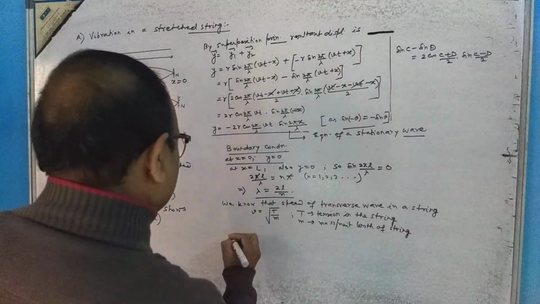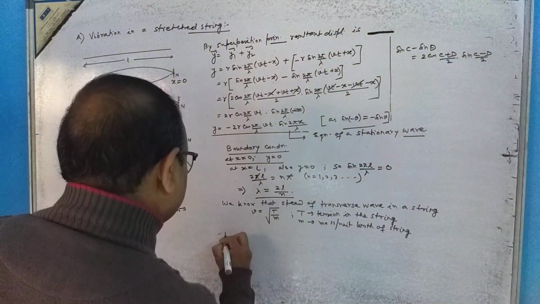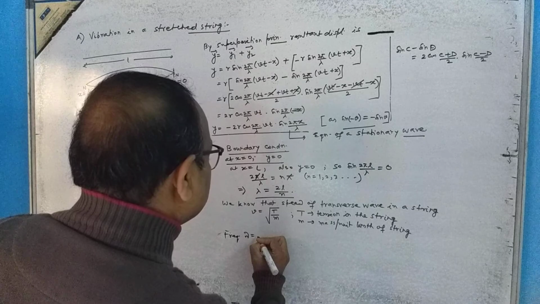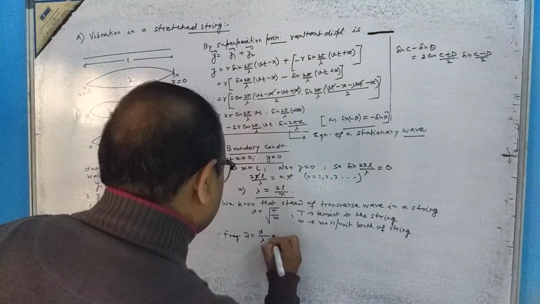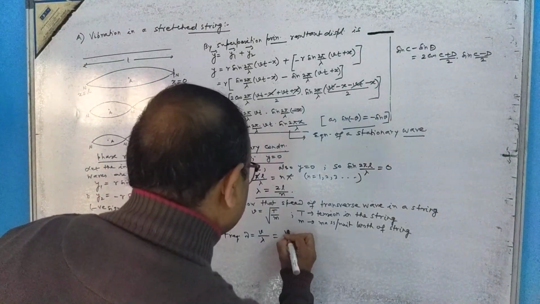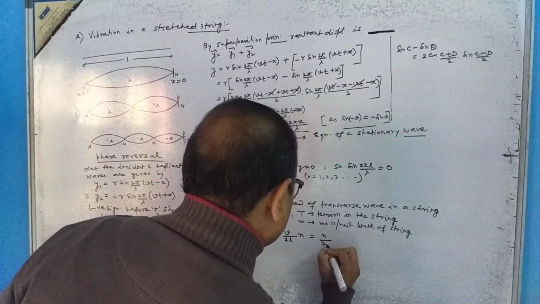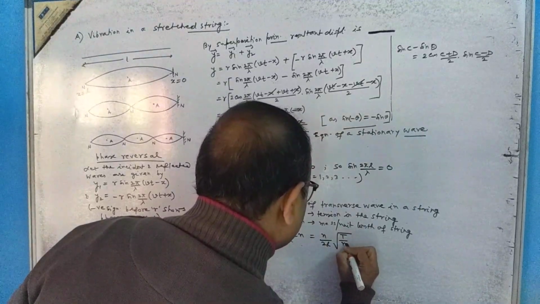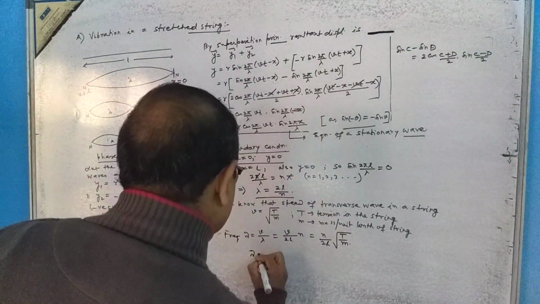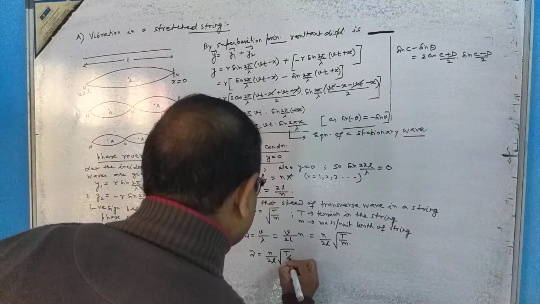So what will happen? What is V? So frequency nu should be equal to how much? Frequency nu should be equal to V by lambda. V by lambda will become V by twice L by n, or n by twice L root T by m. Look, we are getting this expression. Frequency is equal to n by twice L root T by m.